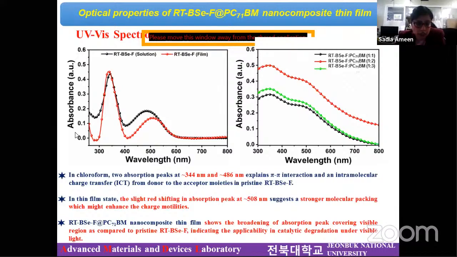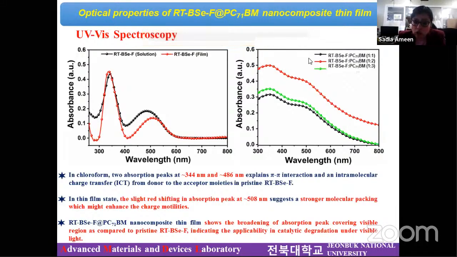What you can see in the case of the solution form is that it exhibits two characteristic peaks, which appeared at the position of 344 and roughly around 486 nanometer, which itself confirms the pi-pi interactions as well as the intermolecular charge interactions from the donor to the acceptor moieties of a molecule. In the case of thin film, we have observed a slight redshift in the absorption peak, which we assume is probably because of the strong interaction between the two moieties, that is the PCBM as well as our synthesized molecule.